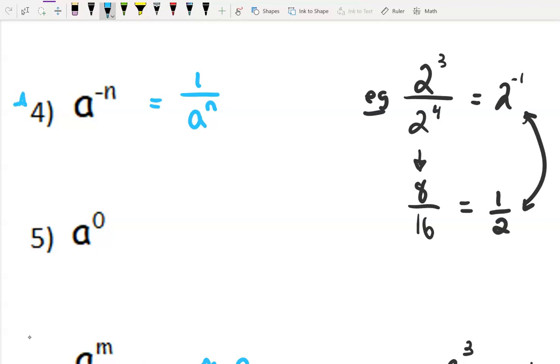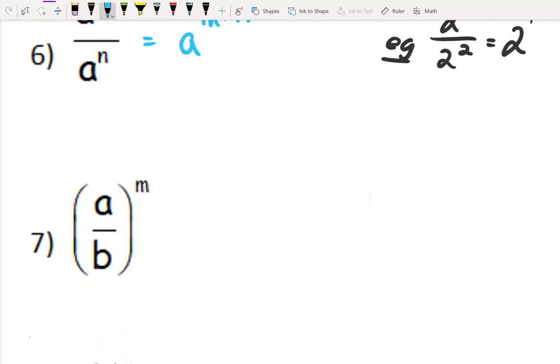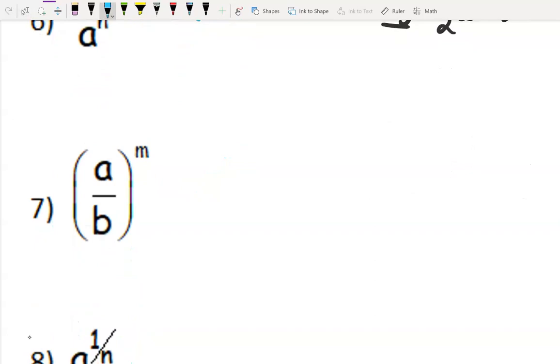You might want to highlight that one. You're going to see that a negative exponent is a reciprocal. It is not a negative answer. Okay. A to the power 0, well, anything to the power 0 is 1. All right, these are just, I'm going to say common sense, but maybe not. We have to apply that m to both parts of the fraction.